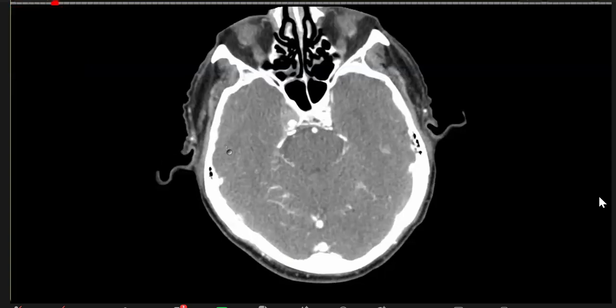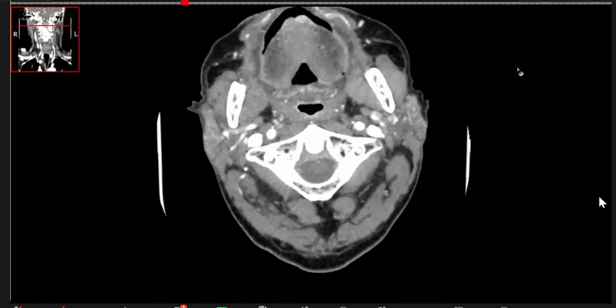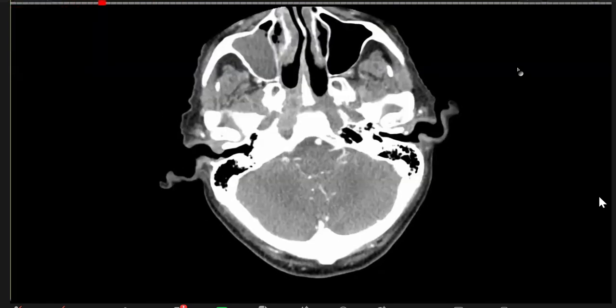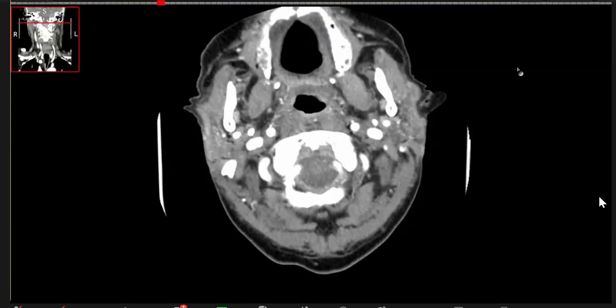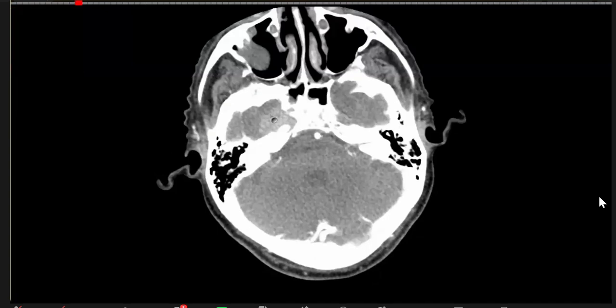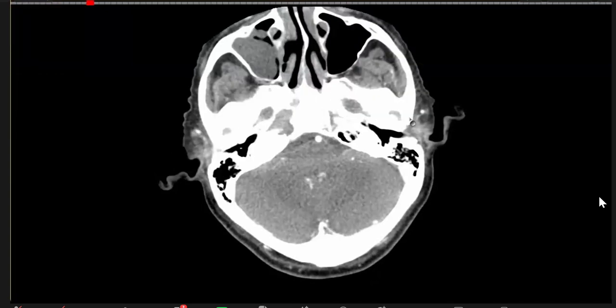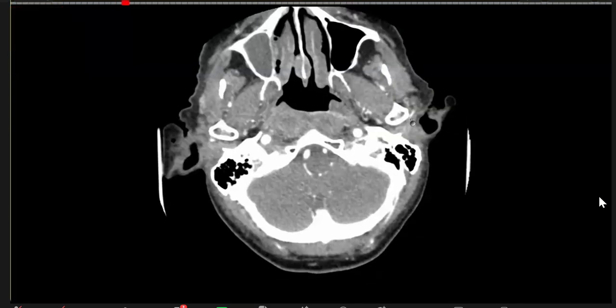Same case with contrast. Over to you. Okay, so this is the CT brain with contrast. I can see there is a heterogeneous enhancement of the mass. I want you to sum it up. Tell me what can it be?